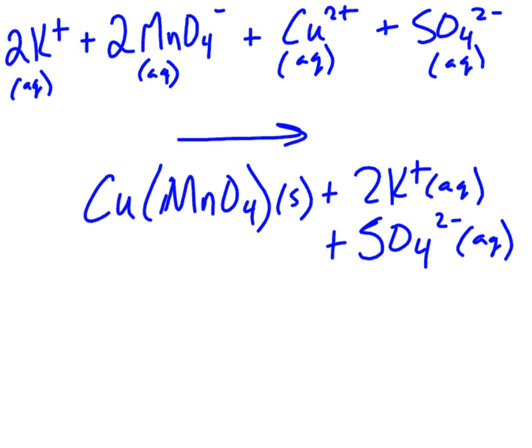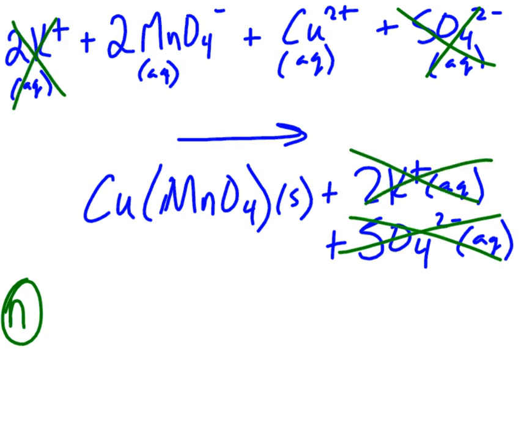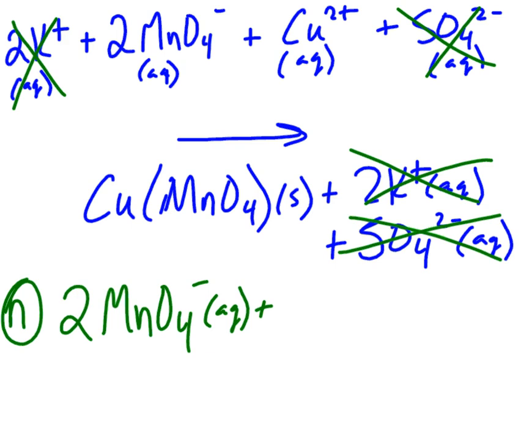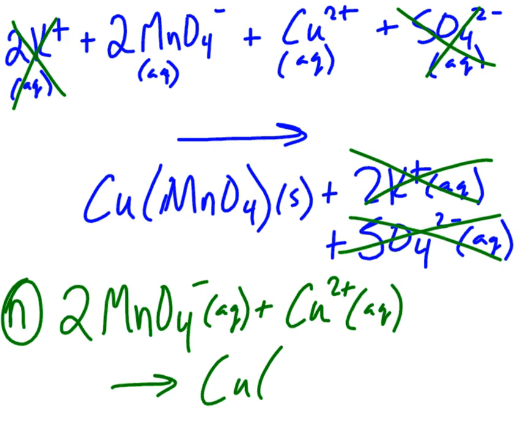And then lastly, if I wanted to find out what my net ionic equation is, I will simply remove the spectator ions. So on the reactant side and the product side, I have a sulfate, and I have 2 potassium ions. So those are gone. So my net ionic equation is going to be 2 permanganate ions, which are aqueous, plus a copper 2 plus ion, which is aqueous. And I'm going to form copper 2 permanganate, which is a solid.